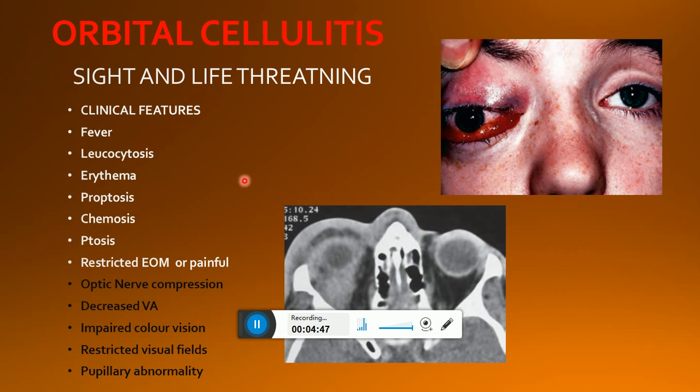Now what are the signs? Pyrexia is often very marked. So there is high fever, which is not present in preseptal. The visual acuity may be reduced and color vision impaired, raising the possibility of optic nerve compression. The presence of a relative afferent pupillary defect in a previously normal eye makes this almost certain.